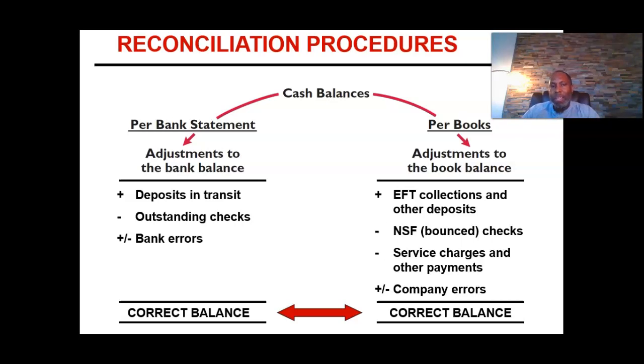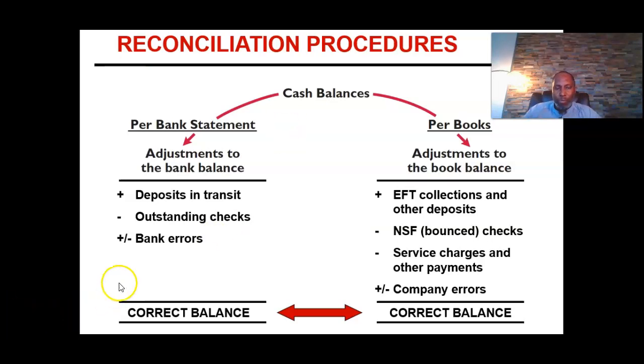But outstanding checks are checks written by the company, but they haven't cleared the bank yet because they haven't been deposited yet. Okay? It means that in our cash ledger account, we record the transaction, but because the check hasn't cleared yet, it's not reflected on the actual bank statement. Then there can be errors made by the bank that need an adjustment, whether it would make our account balance go up or it could make it go down.